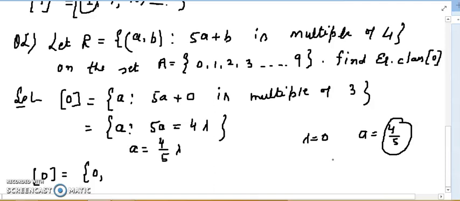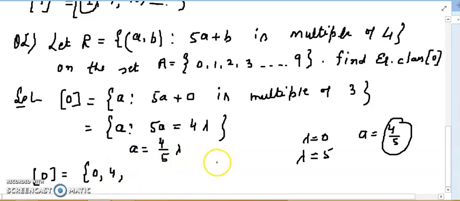Yes, we can take lambda equal to 5. And one more thing, you can take any value for lambda. Lambda is not restricted. There is a restriction only on a. There is no restriction on lambda. All right, so take lambda equal to 5. 5 times 4 is 20, and 20 divided by 5 gives you 4, and 4 is a multiple of 4. That's correct. So the value of a is 4.